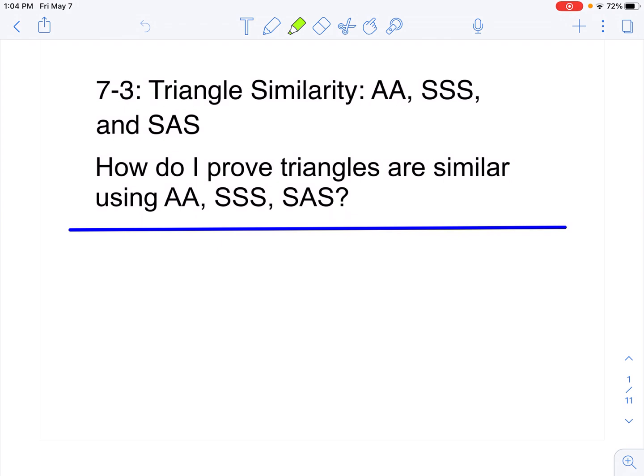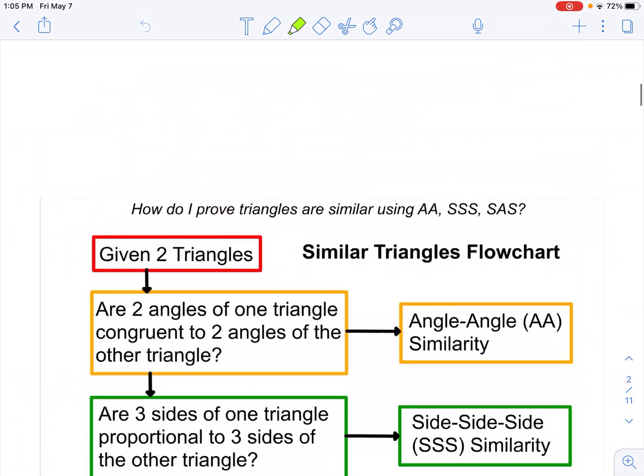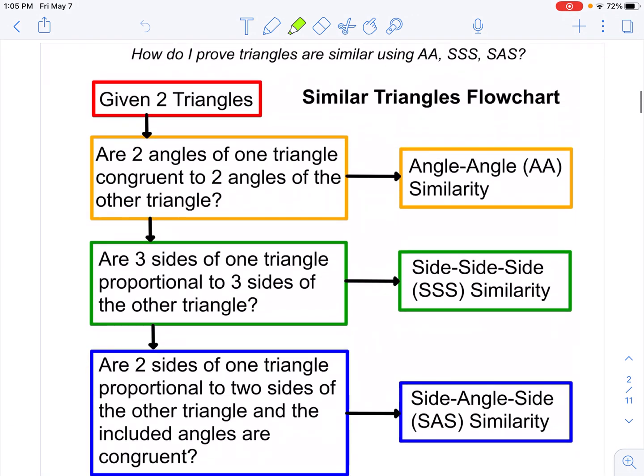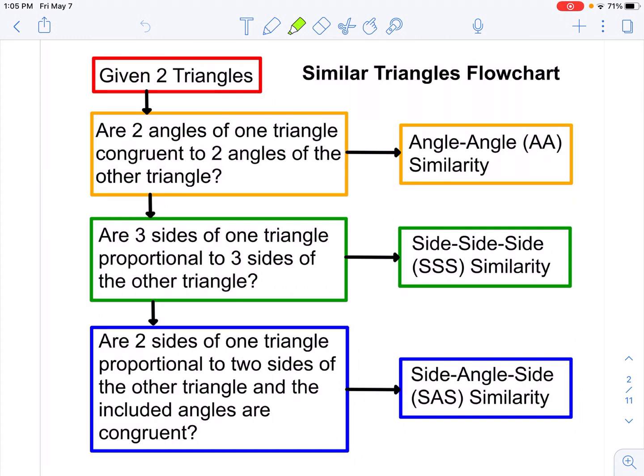And now we are switching gears and we're going to prove that triangles are similar. Remember, similar means they have the same shape, not necessarily the same size. The theorems that we use are a little bit different, even though they look the same. If you're given two triangles, you can ask yourself, are two angles of one triangle congruent to two angles of another? If that's true, then we can prove that the triangles are similar by angle-angle similarity. And if you remember, angle-angle-angle was not a theorem to prove that triangles are congruent.